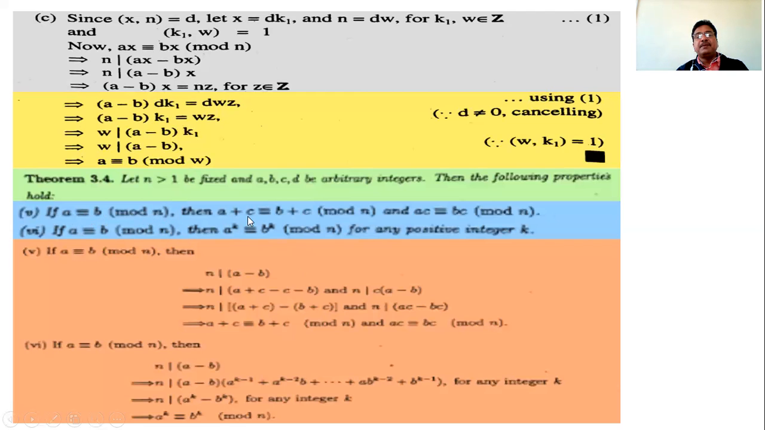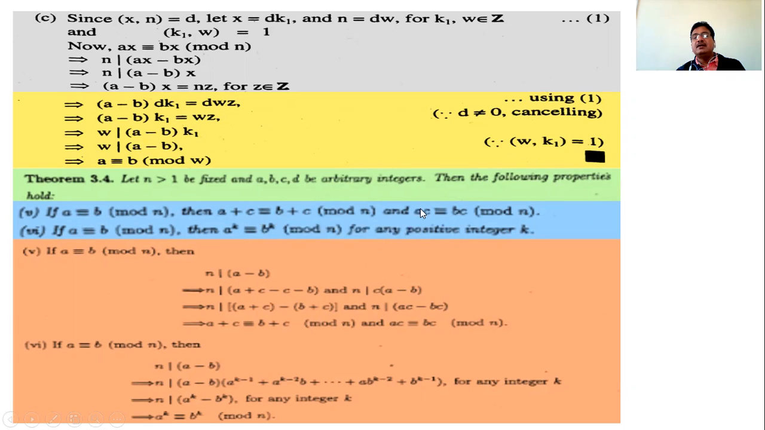Then consider (a + c) − (b + d), that is, (a + c) − (b + c). What do we have? It is a + c − b − c, the c and minus c get cancelled, and we are left with a − b, which is equal to nk1. Therefore n divides (a + c) − (b + d). So this is the proof, in another format.